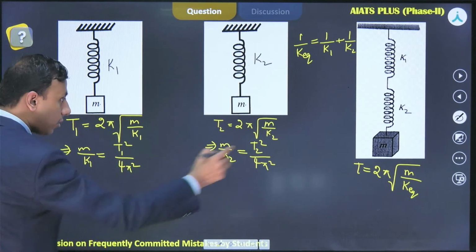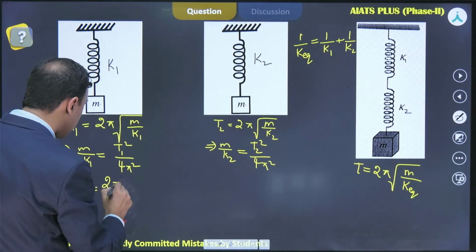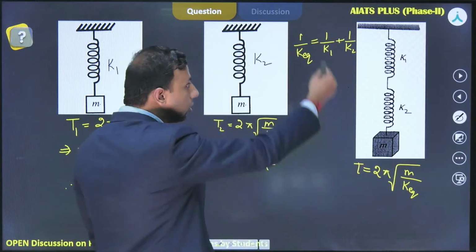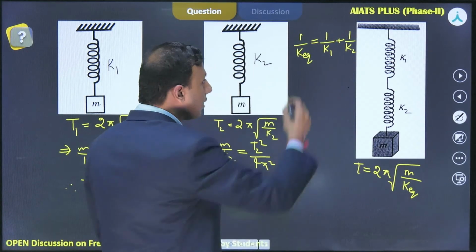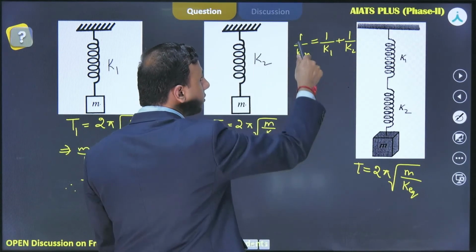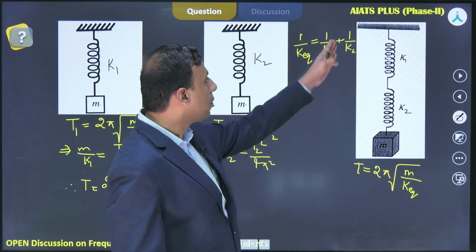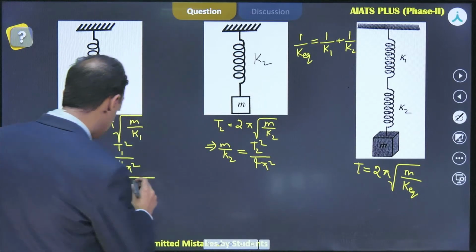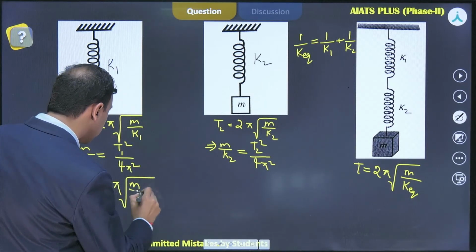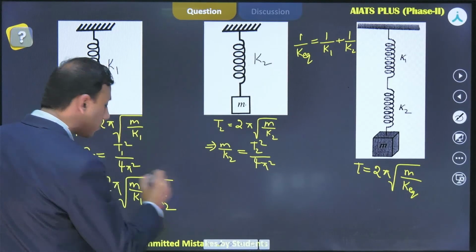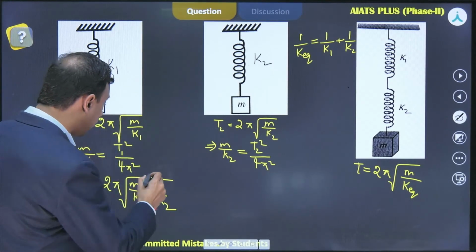So T is equal to 2 pi under root m by kq. Now 1 by kq, use this formula, right? So let's say I'm multiplying both sides by m. It becomes m by kq, that is equal to m by k1 plus m by k2, right?